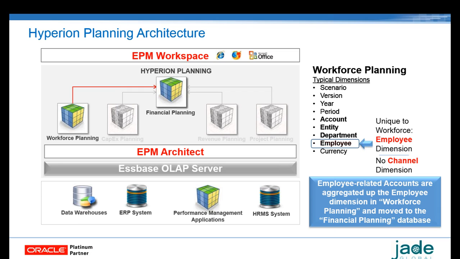Usually you don't have people data by channel. Then once you get the data at that employee level, which is really important to get at that lowest level, that's where you can really get the bang for your buck. It is then aggregated in workforce planning and then copied right away into your financial P&L application if you so desire.